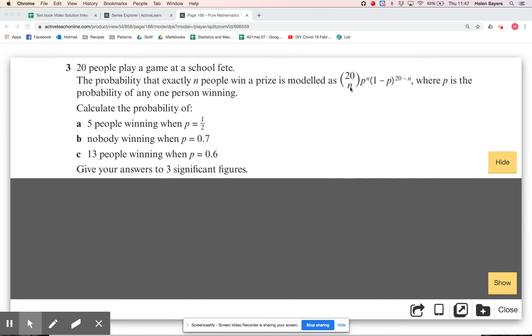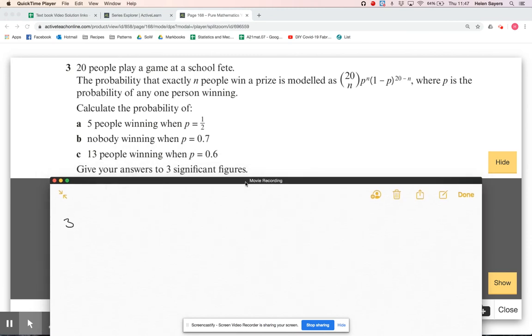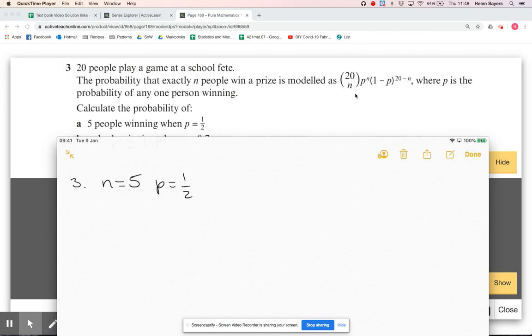So if I substitute n is 2 into this, that'd be the probability that 2 people win. Okay, yeah, so this really is just a case of reading the question carefully and then having to substitute some values in. So for part A, they want 5 people winning. So n is the number of people that win, and they're telling me that p is a half. So all I need to do is go to this formula and substitute those in.